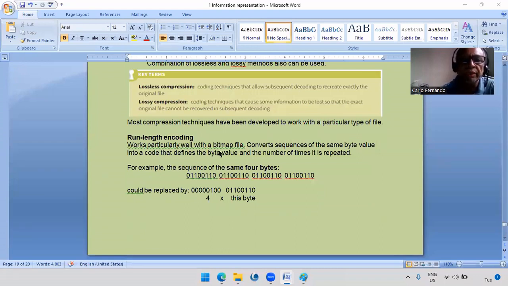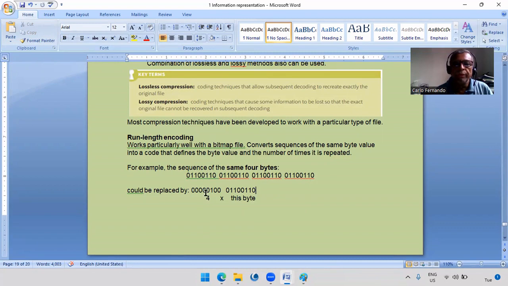It works particularly well with a bitmap file. It converts sequences of the same byte value into a code that defines the byte value and the number of times it is repeated. So for example, there are 4 bytes here. This is one, this is another. And the value also is the same. So these 4 bytes can be encoded in 2 bytes.